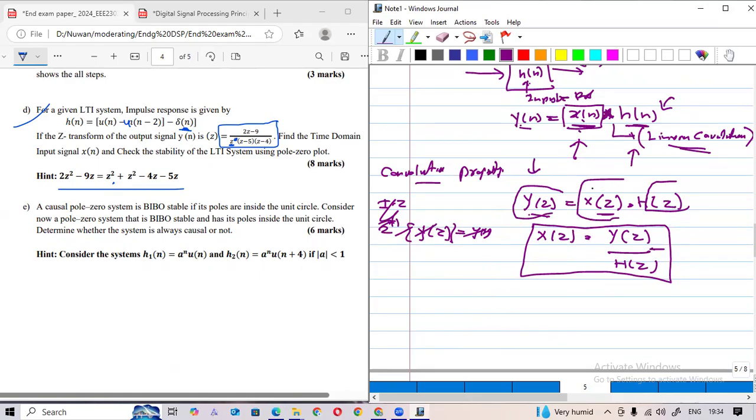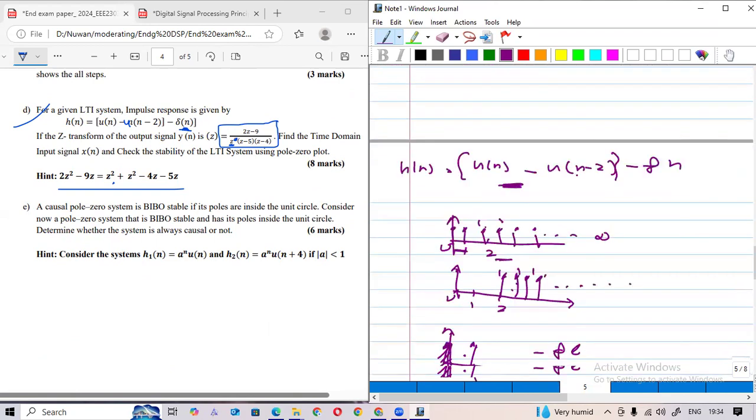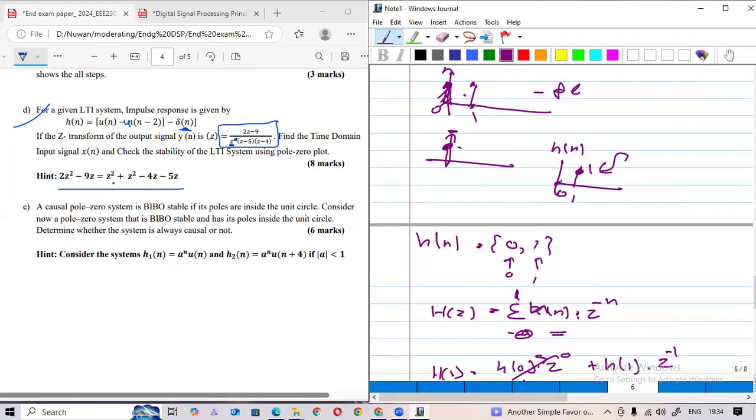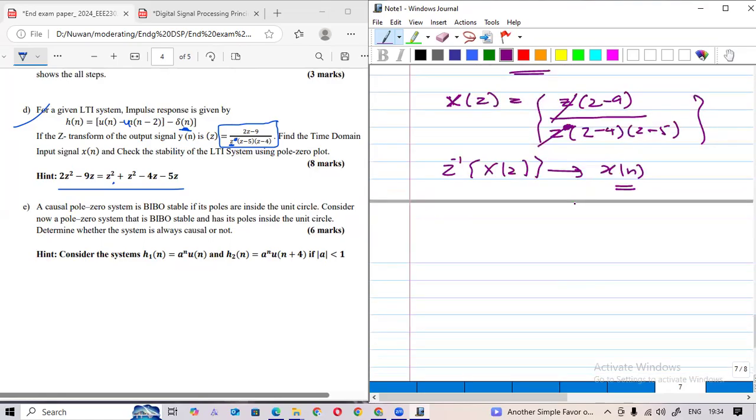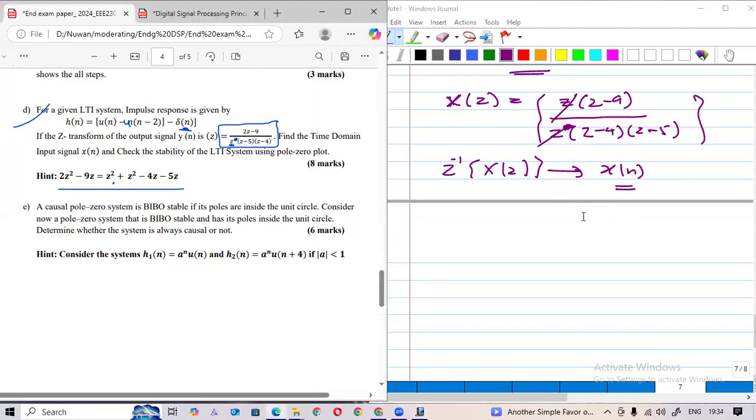Or maybe you will be given XZ and HZ and asked to find the YZ. So it may be like this, but the same things. I think this is not very difficult. You can understand what I'm doing. So I will take this as Z square, then I can easily evaluate this.